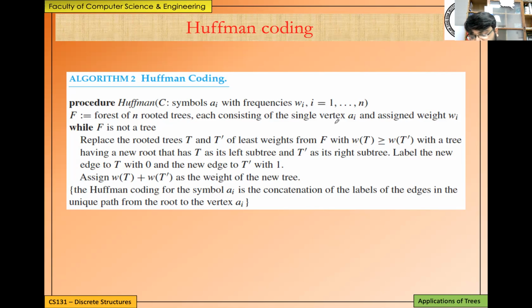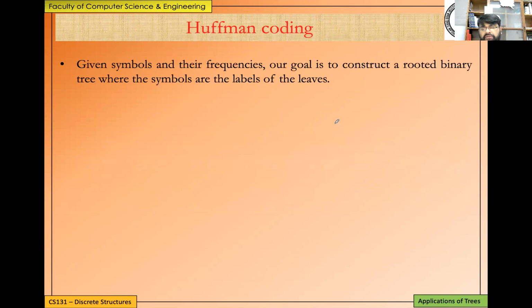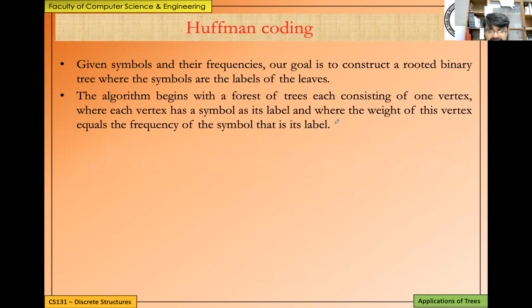That's a new tree with the new vertex as its root. Then we assign W(T) plus W(T bar) as the weight of the new tree. So the weight of the new tree is going to be whatever was the weight of the left subtree plus whatever is the weight of the right subtree. And you keep on doing it until you finally reach a single tree. And the Huffman encoding for the symbol a_i is the concatenation of the labels of the edges in the unique path from the root to the vertex a_i. So let's see an example soon.